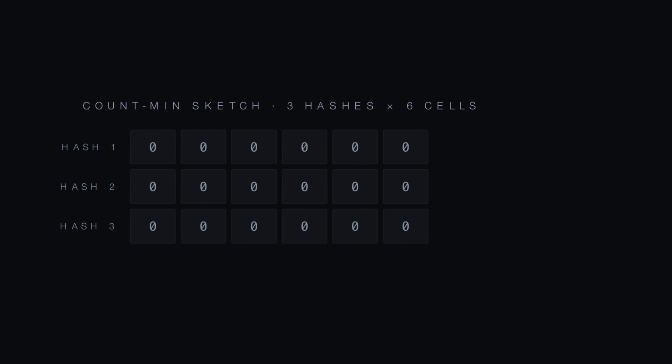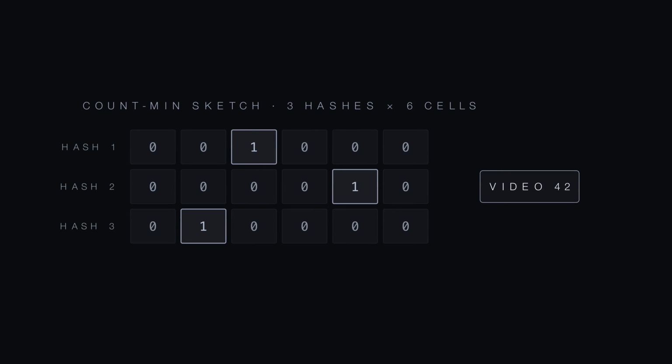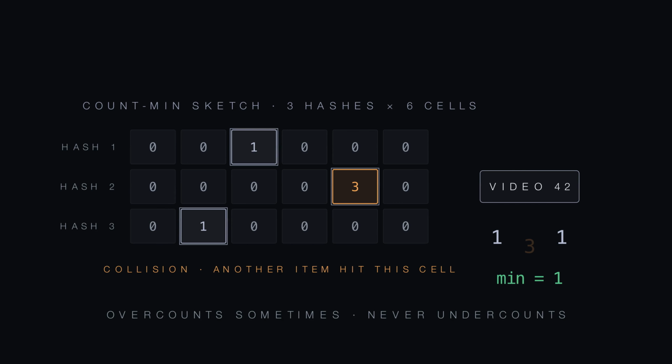Picture a small grid of counters. Every time an event comes in for some item, you hash that item a few different ways, and each hash points at one cell in the grid. You bump those few cells. To read an item's count back, you look at the same cells and take the smallest one. Different items will sometimes collide into the same cell, so a cell can be pushed up by traffic that was not yours. That is why you take the minimum. It is the cell least polluted by collisions. The sketch can overcount, but it will never undercount, and you decide up front how much memory to spend to keep the error small.